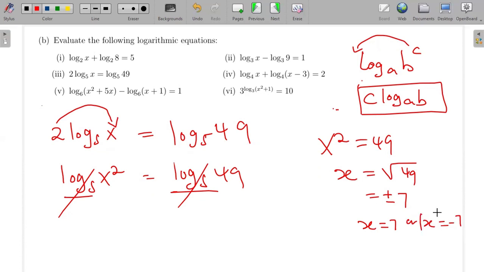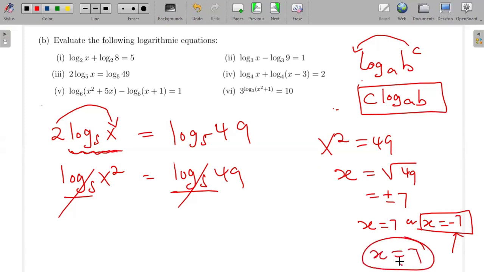Okay, but can x ever be a negative? In this case, if we just consider the way it is here, it can't be defined if we choose x is equal to minus 7. It will be undefined because there's no logarithm of a negative number. So the best answer here is just x is equal to 7.